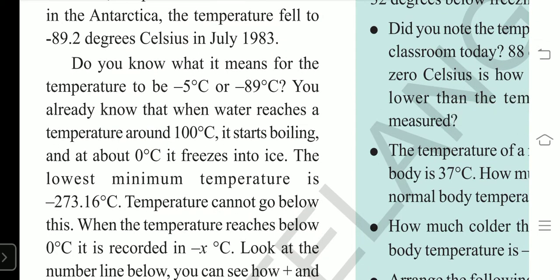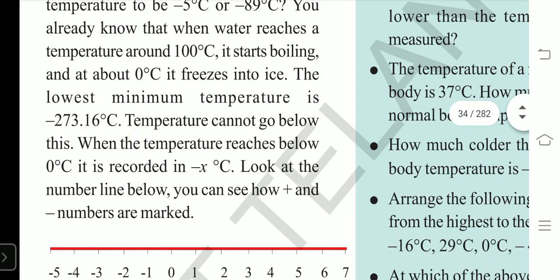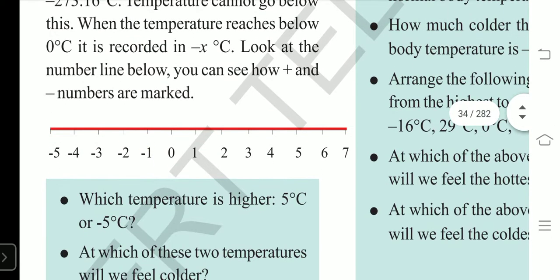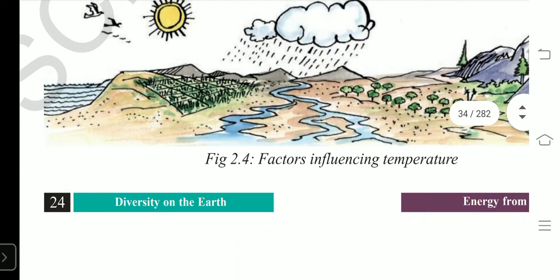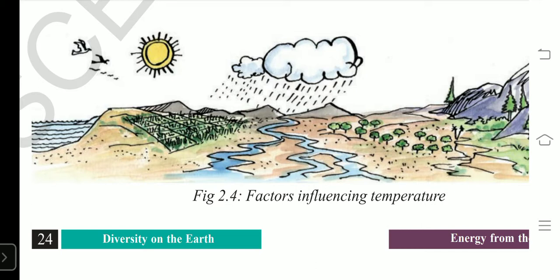That means there are some reasons which influence the temperature of a place. Some factors change the temperature of a place, right? We call them factors of temperature. So what are those factors which influence the temperature? We will move to that. Already you have discussed this in 7th class also, right?